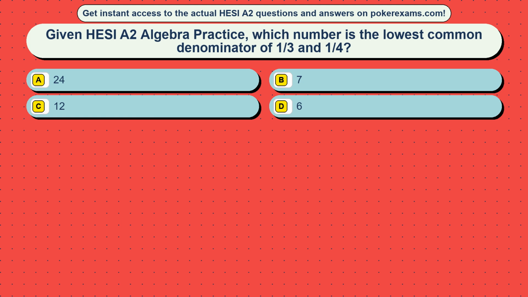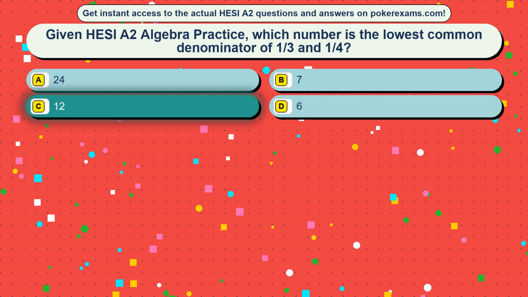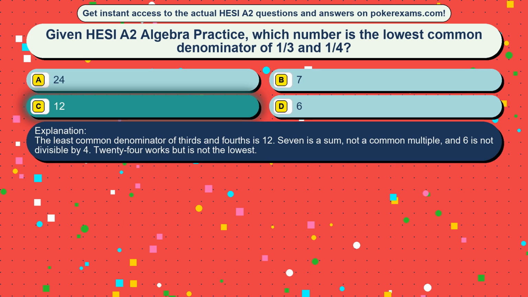Question 8. Given HESI A2 algebra practice, which number is the lowest common denominator of 1/3 and 1/4? Option A. 24. Option B. 7. Option C. 12. Option D. 6. The correct answer is option C. 12. The least common denominator of thirds and fourths is 12. 7 is a sum, not a common multiple, and 6 is not divisible by 4. 24 works but is not the lowest.